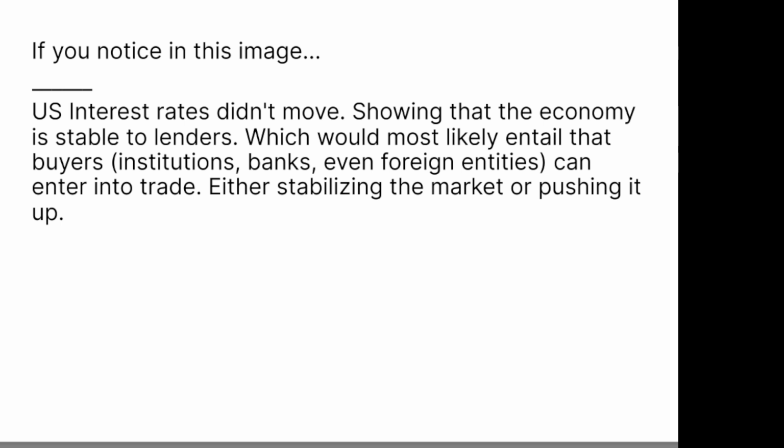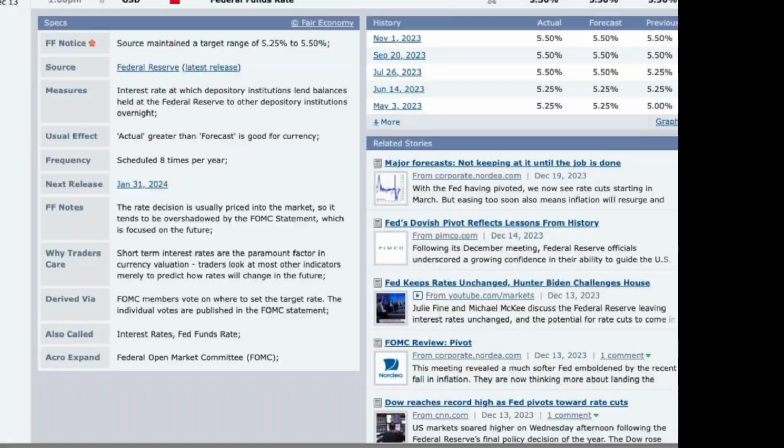Showing that the economy is stable to lenders would most likely entail that buyers, the institutions, banks, and even foreign entities, other country institutions, other country banks, right, can enter into trade, either stabilizing the market or, guess what, pushing it up because they're going to get their money back, right? And they're lending the money to us, so now, let's say if we're talking about the U.S., they have more dinero to do what they want to do, so the market starts to go up. And this is what we're talking about here.